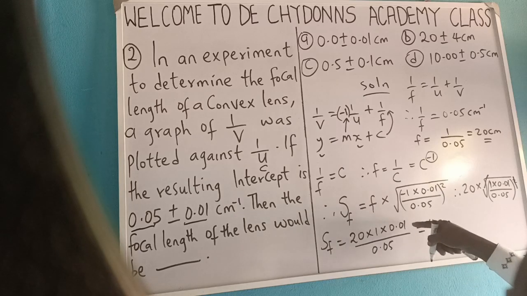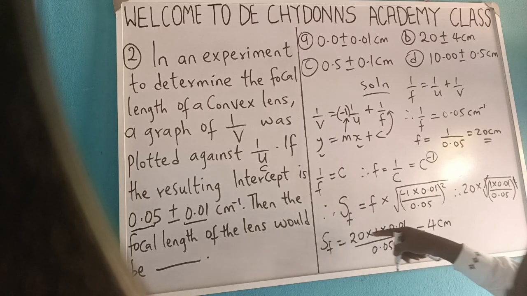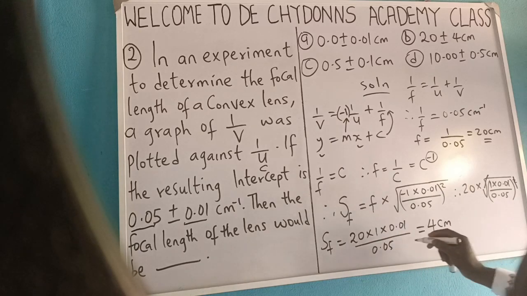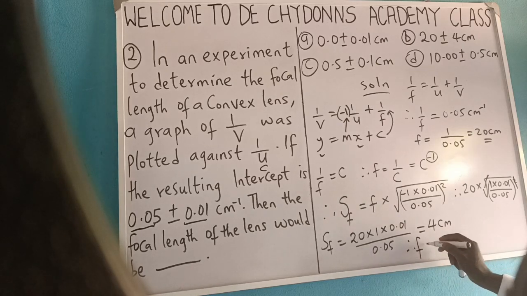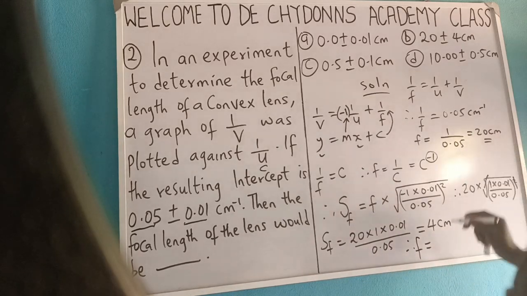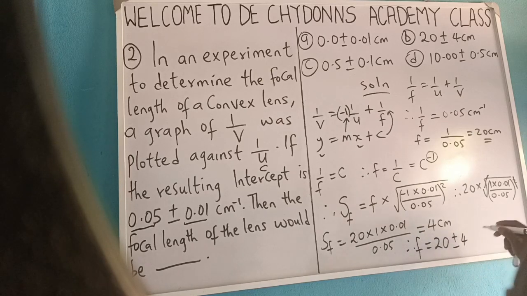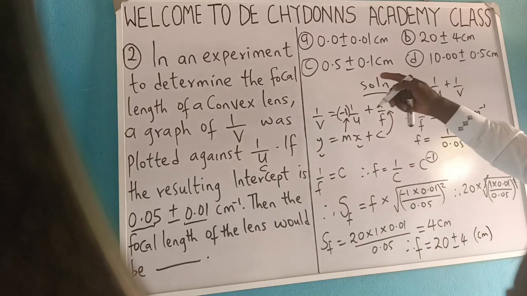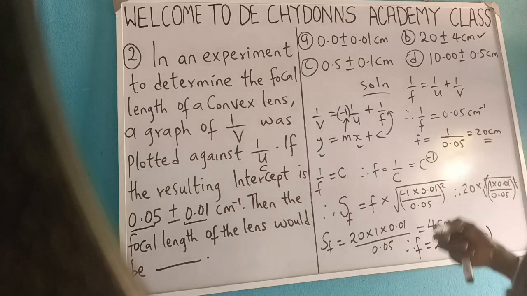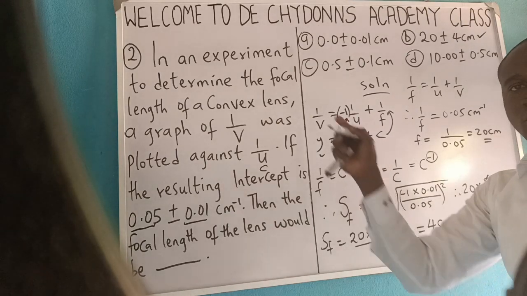If you shift this decimal point, everything will be 5 divided by 24. Therefore, our focal length is equal to 20 plus or minus 4 cm. The unit is in cm. Which option? Option B. Let's go to question number 3.